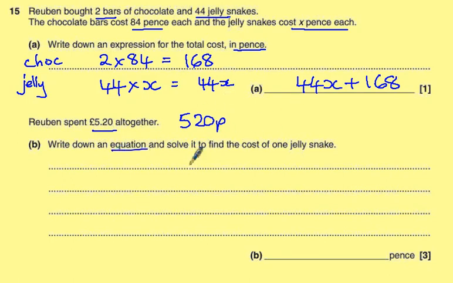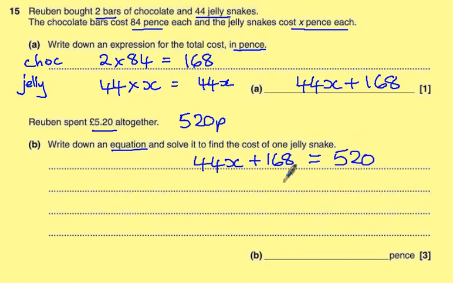Well, we know that Reuben, the expression that we've got is 44x plus 168. So that is how much he spent using x, which is our unknown number because we don't know how much the jelly snakes cost. But he spent a total of 520 pence. So that's our equation for 1 mark that we've written down. We now need to solve that.